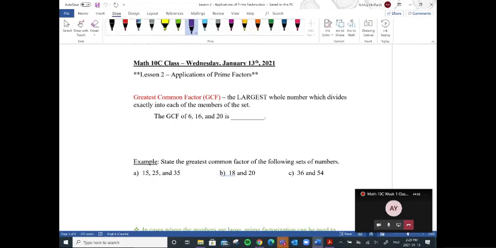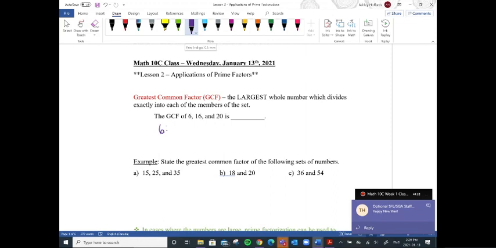So the greatest common factor of 6, 16, and 20 is... So basically, we want to know what all the factors of 6, 16, and 20 are, and we want to compare those lists and find the biggest number that's common to all three lists. So if we find our factors of 6, just like we were doing yesterday, factors of 6 would be 1, 2, 3, and 6.